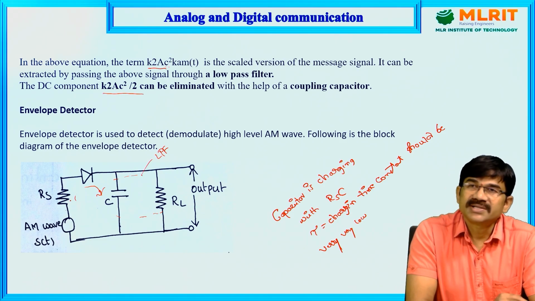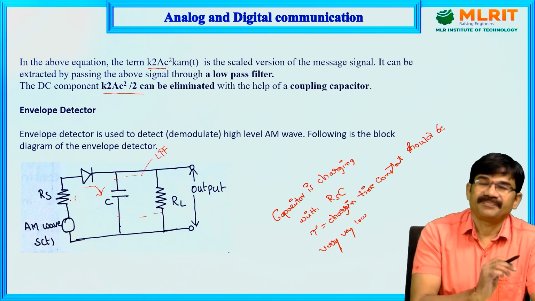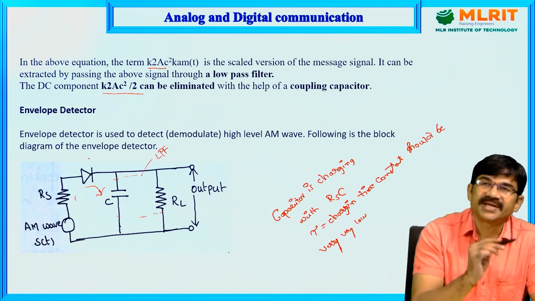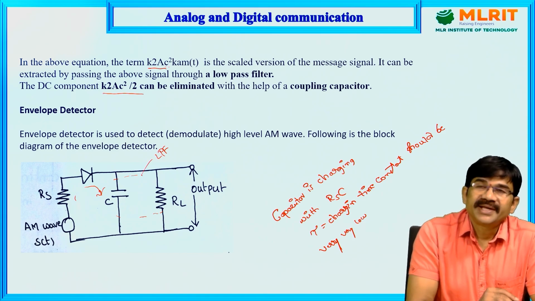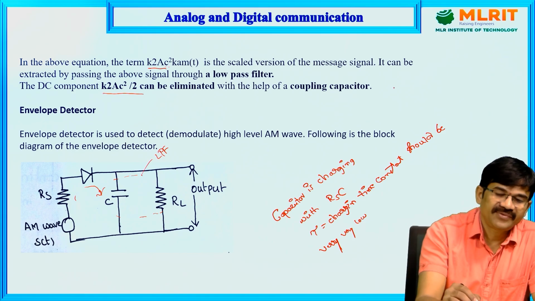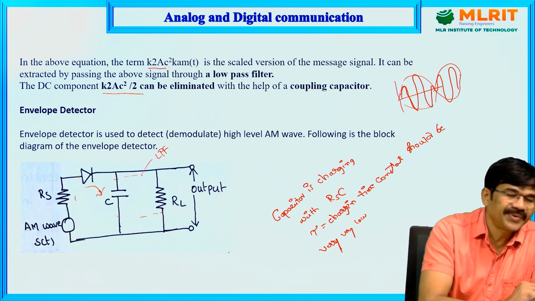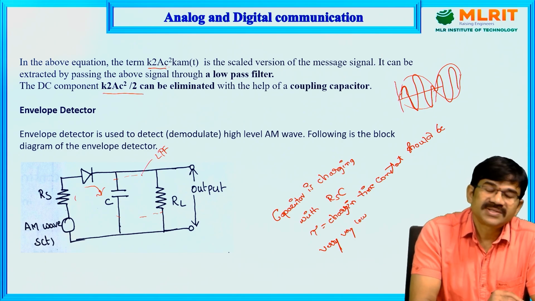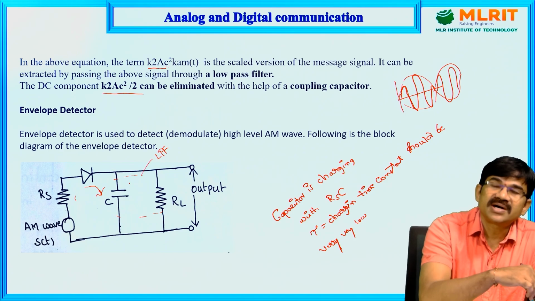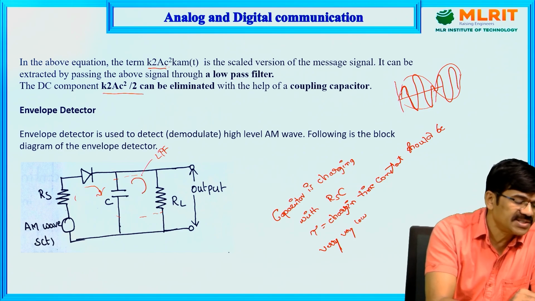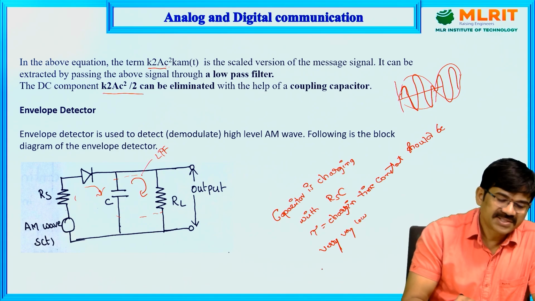So the capacitor immediately charges to the input signal. What is the input signal? S of t, in the positive half cycle. Here is the S of t waveform for 100% modulation, with the positive half cycle and the negative half cycle. In the negative half cycle, the diode is reverse biased. Then the capacitor, which was charged in the positive half cycle, discharges through the path R L C.